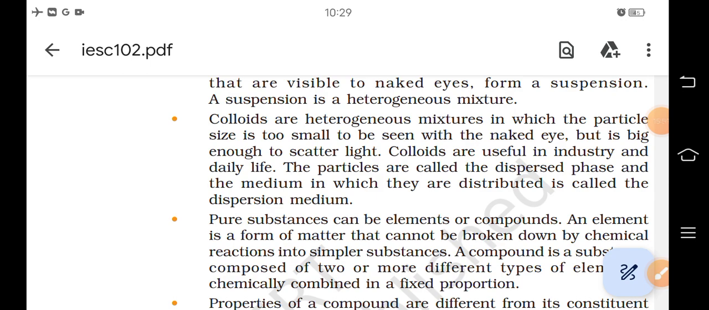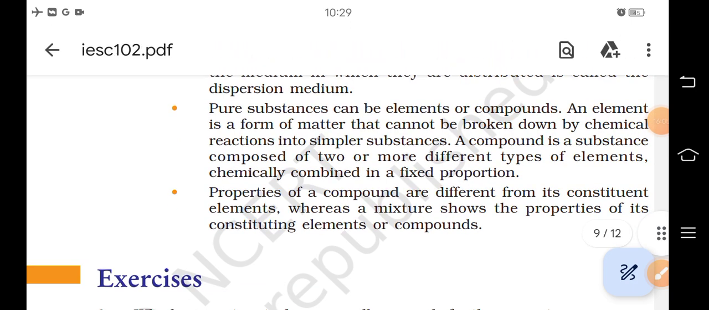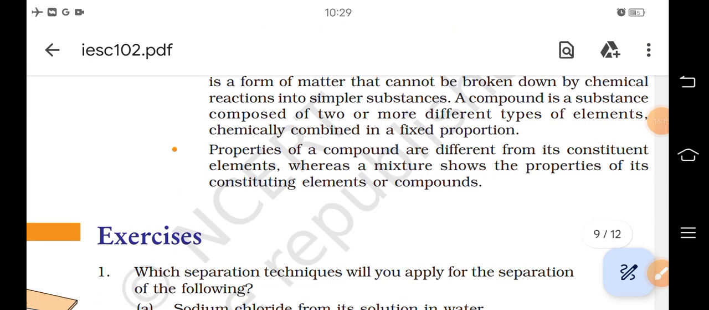Pure substances can be elements or compounds. An element is a form of matter that cannot be broken down by chemical reactions into simpler substances. A compound is a substance composed of two or more different types of elements chemically combined in a fixed proportion. Properties of a compound are different from its constituent elements, whereas a mixture shows the properties of its constituent elements or compounds.